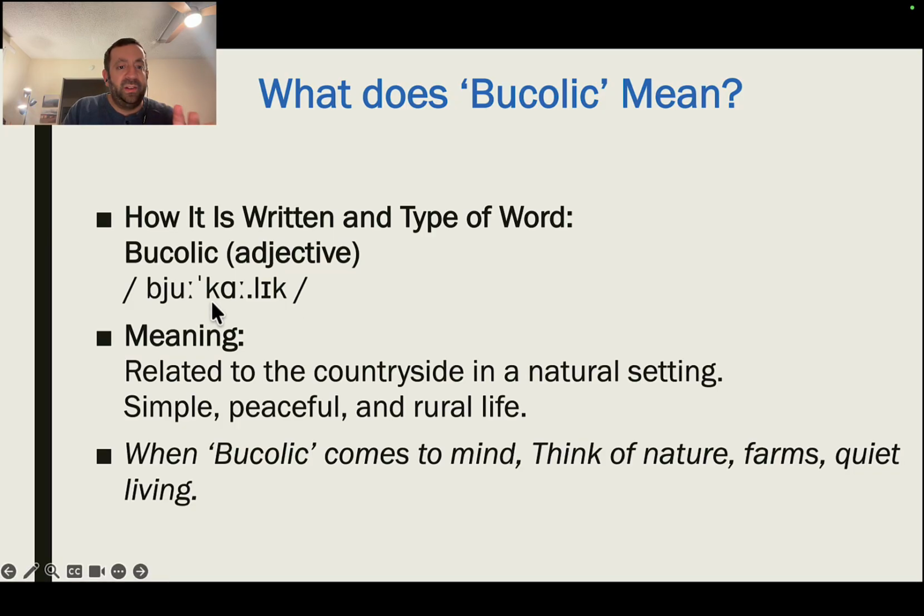And the phonetics here are a little bit tricky, but I don't want you all to focus too much on that, but remember, bucolic, with kind of the a, all, colic. And it's an adjective, so it's a descriptive word. It's describing the setting, right? So again, related to the countryside in a natural setting.